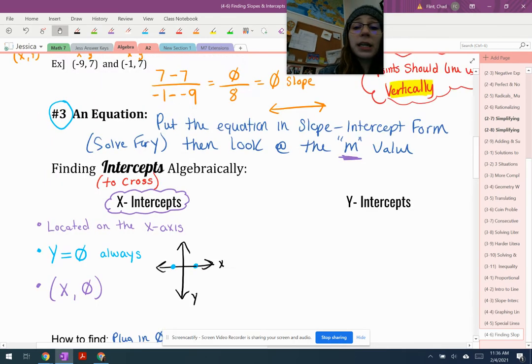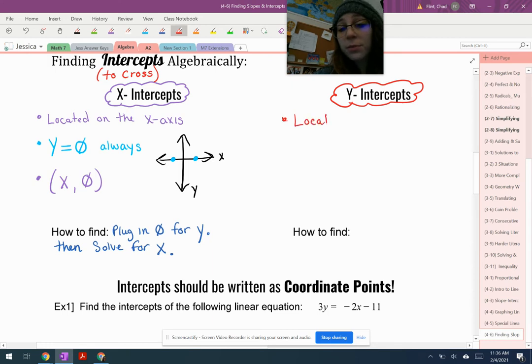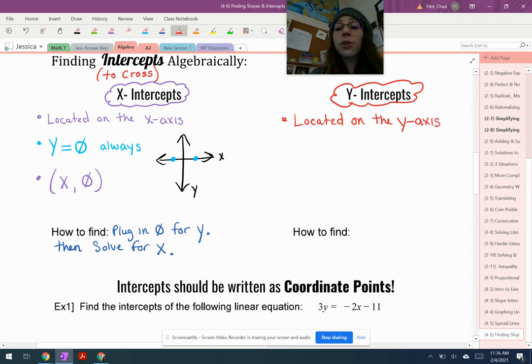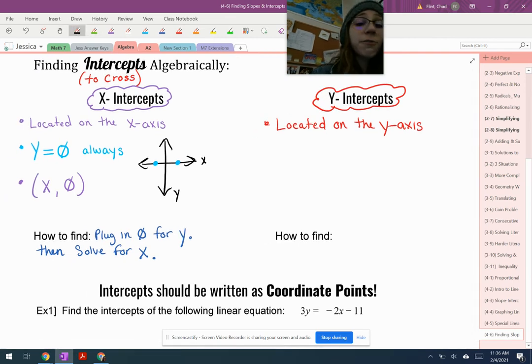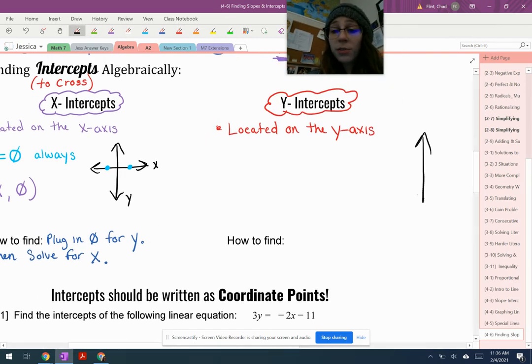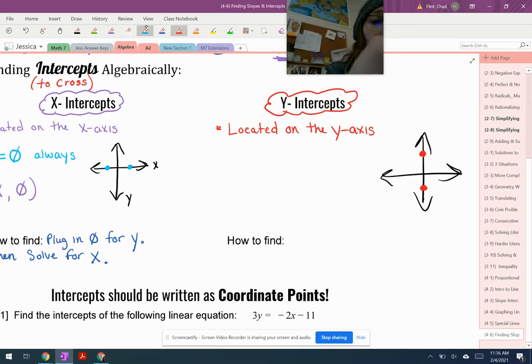Y-intercepts are basically the same thing, just on the complete flip side. Your y-intercepts are naturally located on the y-axis. It's where that line crosses or intersects the y-axis. And if we look at an example like we did over there, same kind of thing. If I'm talking about points on the y-axis, that means they have an x value that would always be equal to 0.